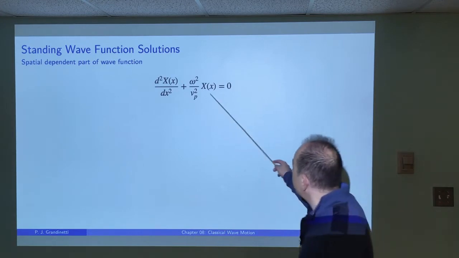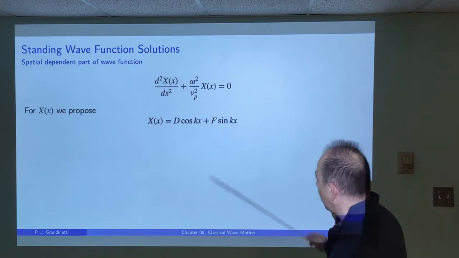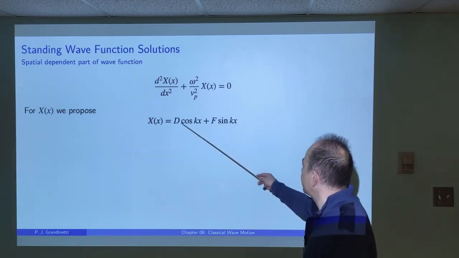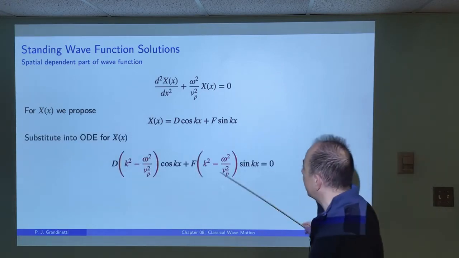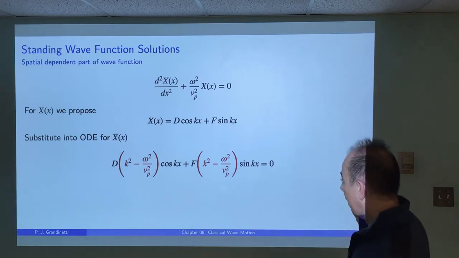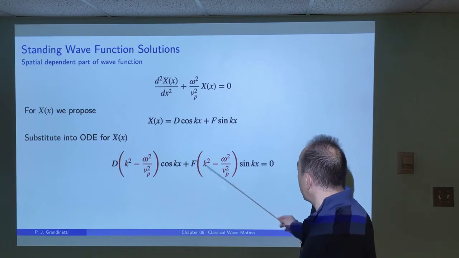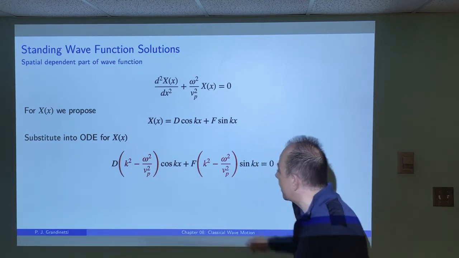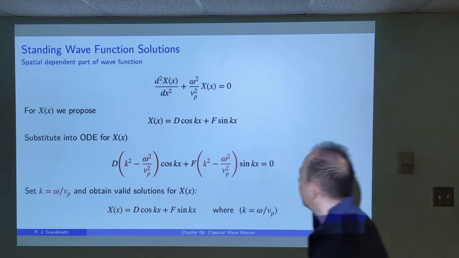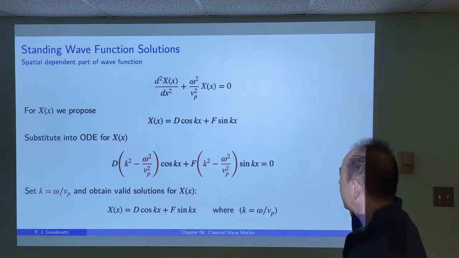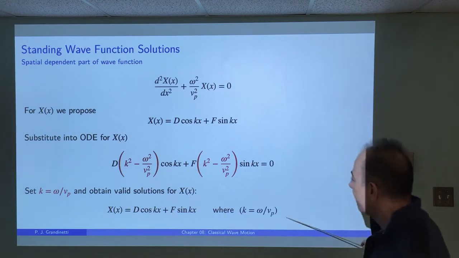Now let's move over to the position-dependent part. There's our differential equation. Once again, we'll propose a solution. So I have some unknown variables, d, f, and k, and I'll plug that into the expression up here. And if you do that, you end up with this equation. And you see, just like before, in order to make this equation go to 0, we're going to set k squared equal to omega squared over vp squared. So this condition here is what we get for satisfying this differential equation. And so now we have this result for x.